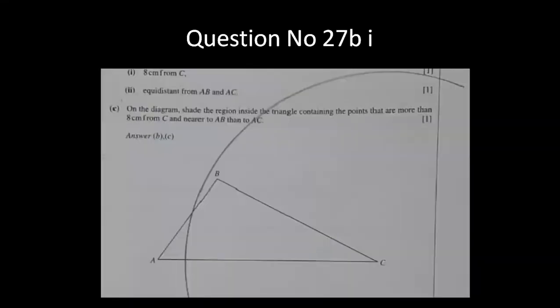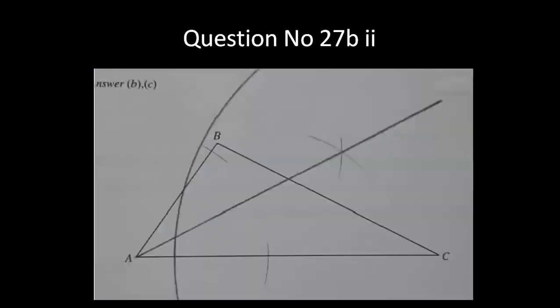So here I have drawn a circle of 8 centimeters. I have taken the C as the center. Here you see I have taken the compass and put the compass needle here. Put an arc here on this AB. Put an arc on AC. Then put the compass needle here and put an arc here. Then put the compass needle here and put an arc here. So where these two arcs intersect, join that with this A point. That will be the angle bisector of the BAC angle.